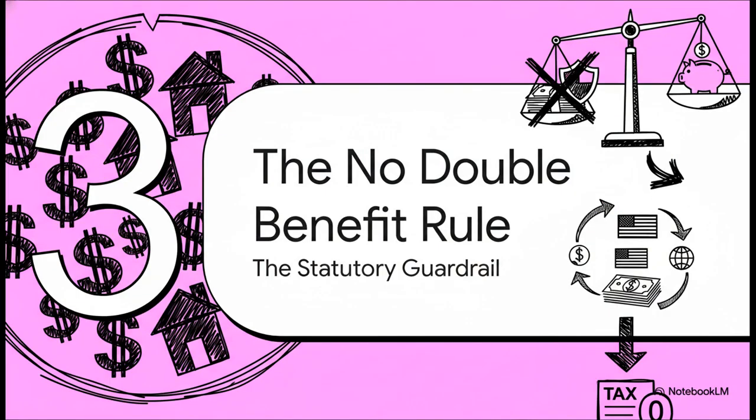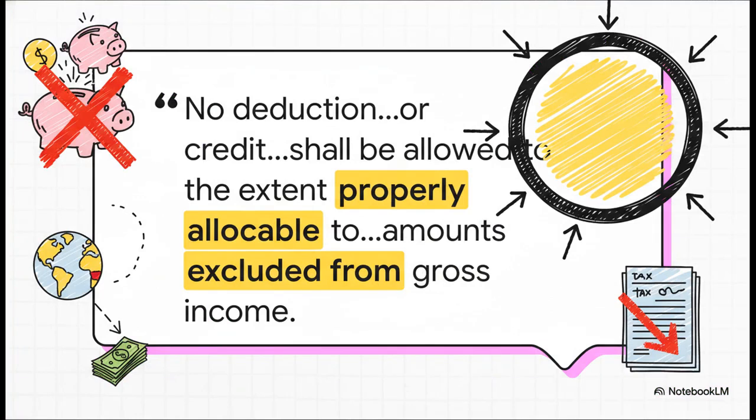All right, this brings us to the heart of the matter. Section 3, the no double benefit rule. This is the statutory guardrail that Congress built to stop people from, well, double dipping. You can't use both of these awesome tools on the same exact dollar of income. And look, the law is crystal clear on this. It's not a gray area.